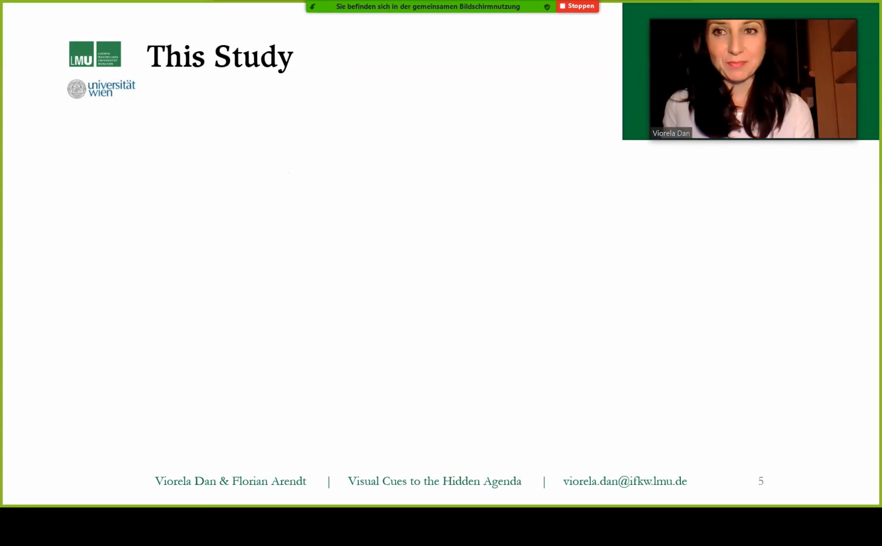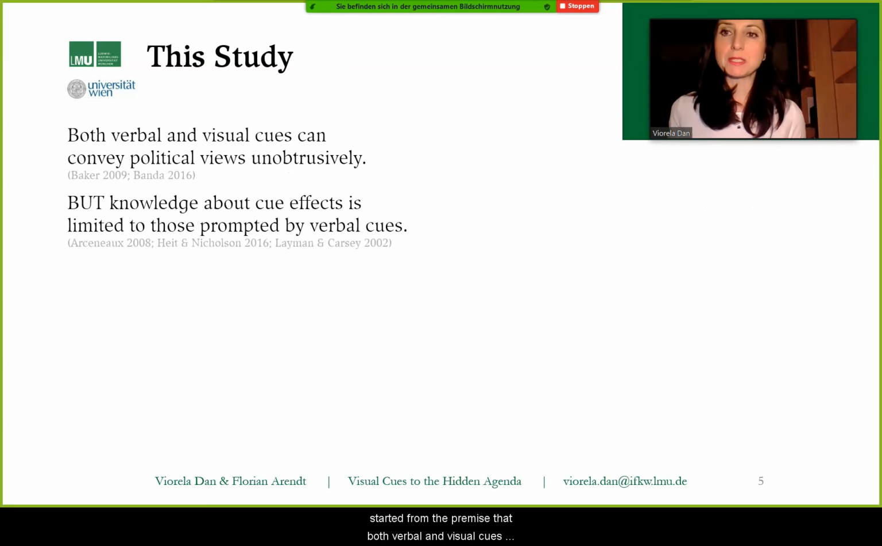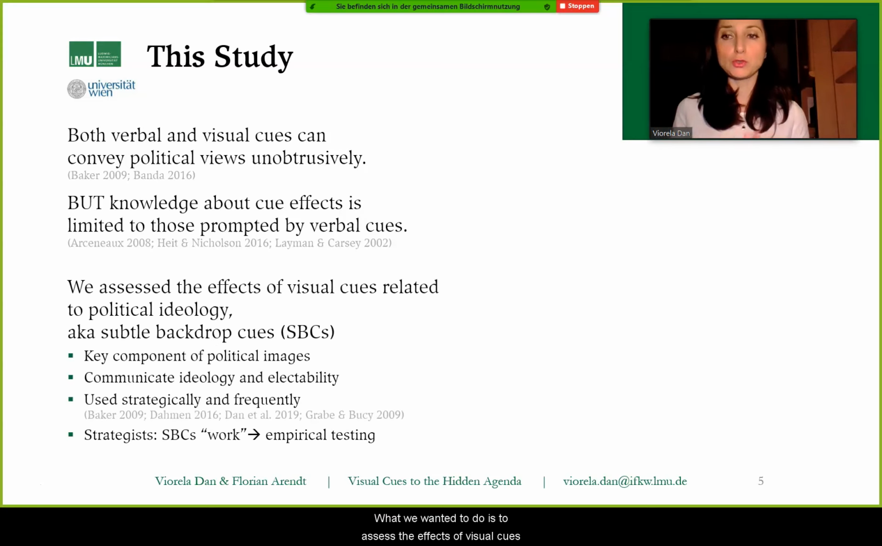So this study started from the premise that both verbal and visual cues can convey political views in a manner that is not obtrusive. However, knowledge about cue effects is limited to those prompted by verbal cues. So what we wanted to do is to assess the effects of visual cues that are related to political ideology. We call them subtle backdrop cues. They are a key component of political images, as you have noticed in the example before. They communicate ideology and through that electability, and they are used strategically and frequently.